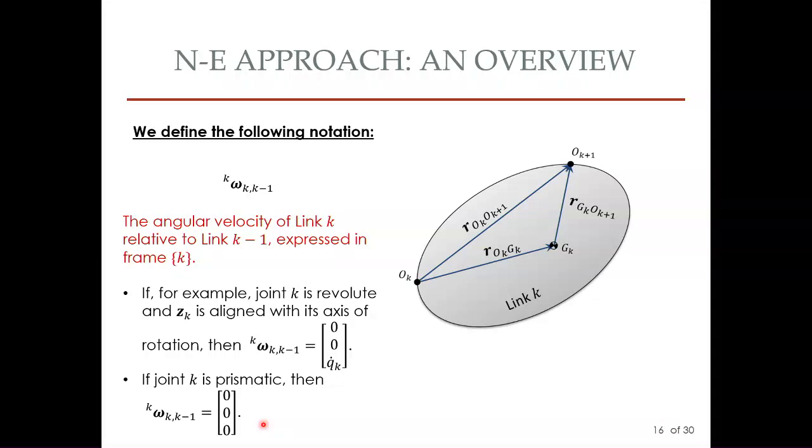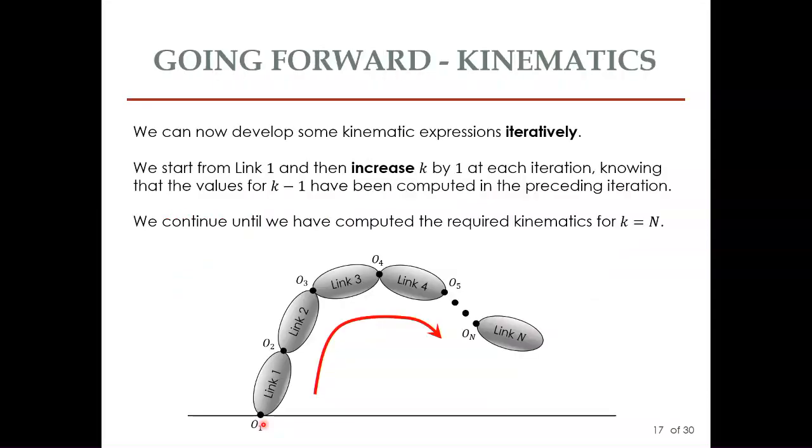Clear? Lost? So this is this one: the angular velocity of link K relative to link K minus 1. Okay. So now what we can start doing is this.